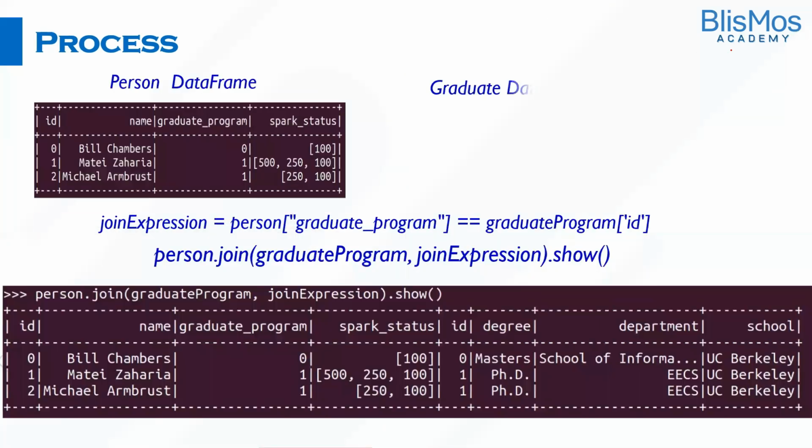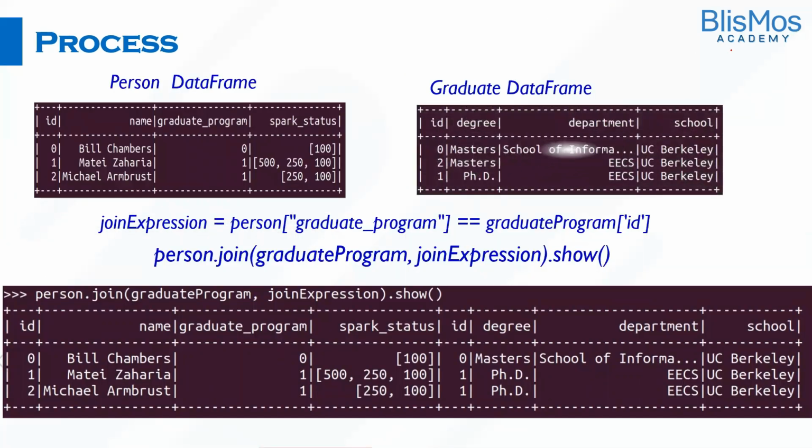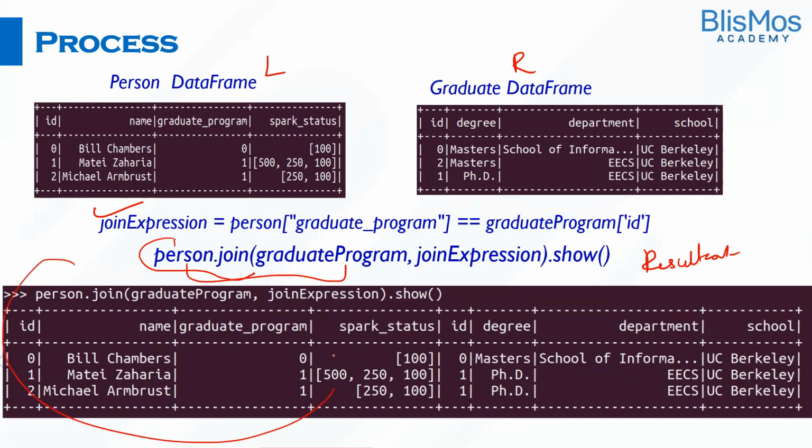So, after we compare the left data frame, that is person, with the right data frame, based on this join expression, by joining the left data frame with the right data frame, the resultant data frame will have all the matching records from the left data frame and all the matching records from the right data frame.